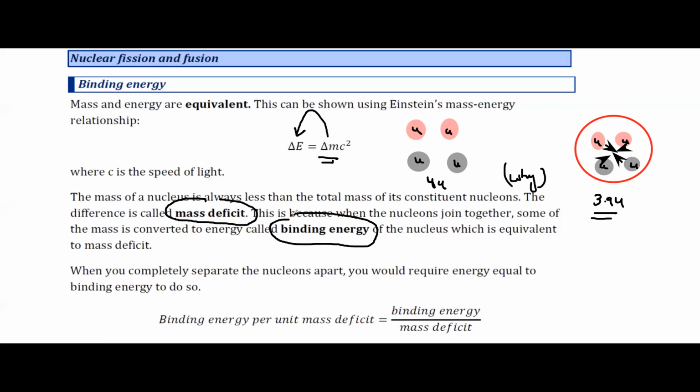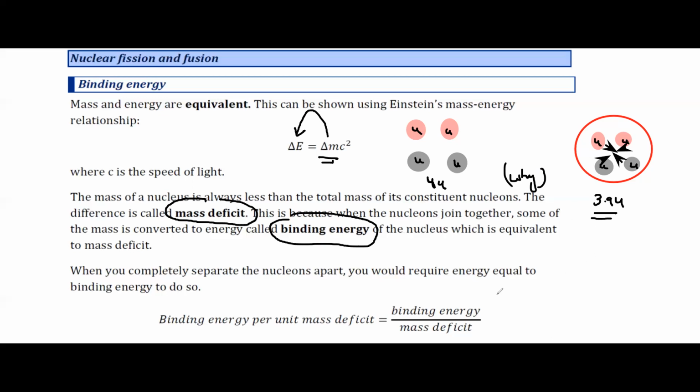So whenever you have particles outside the nucleus and particles inside the nucleus, you will always find a difference in the mass, and that difference in the mass is known as the mass defect. And why is there a mass defect? Because mass can change into energy; matter and energy can be converted into each other. So mass is converted into energy, and that energy is the binding energy.